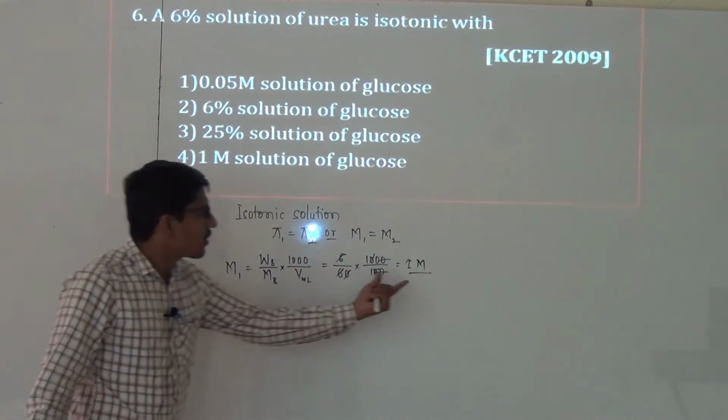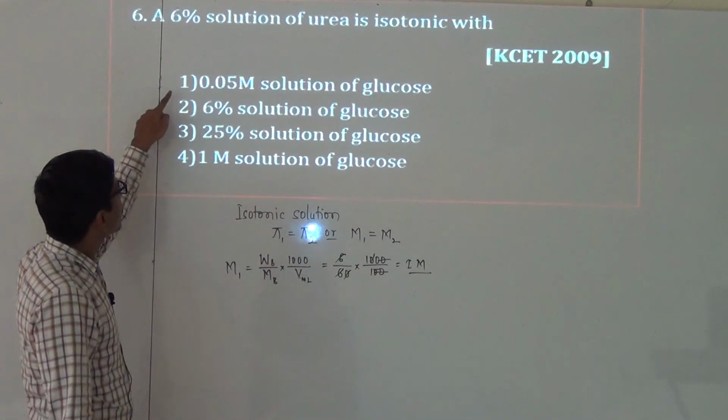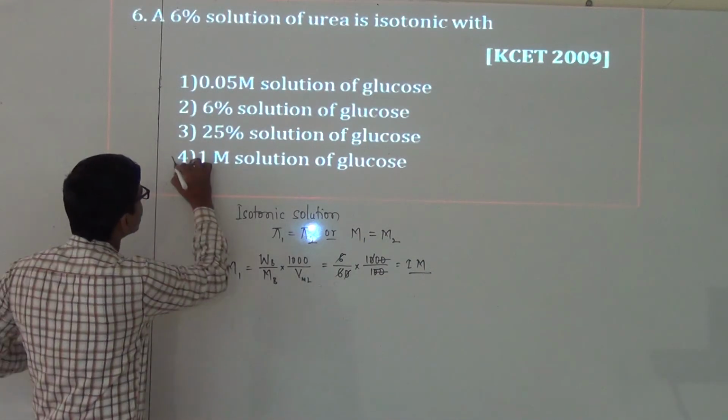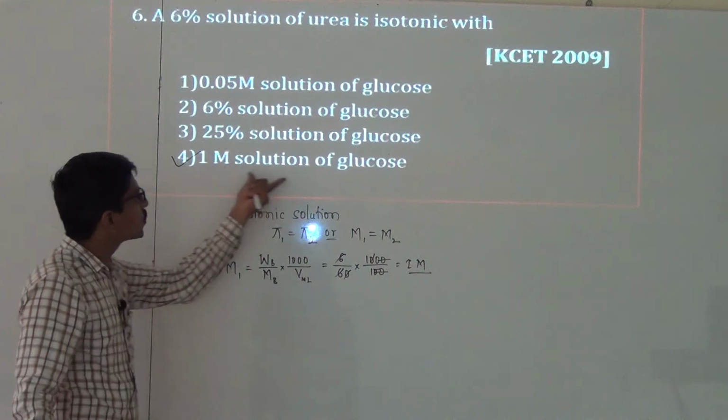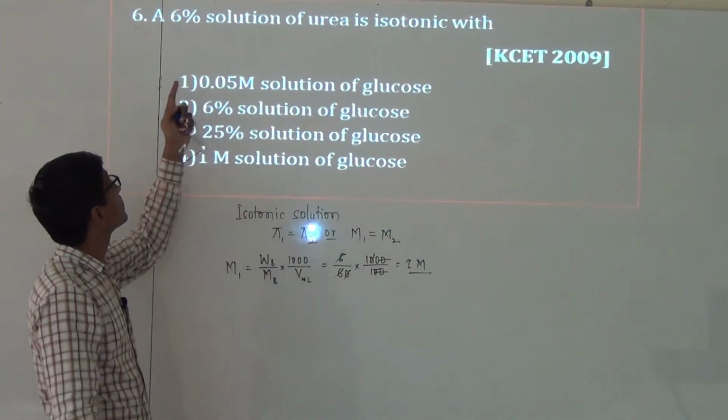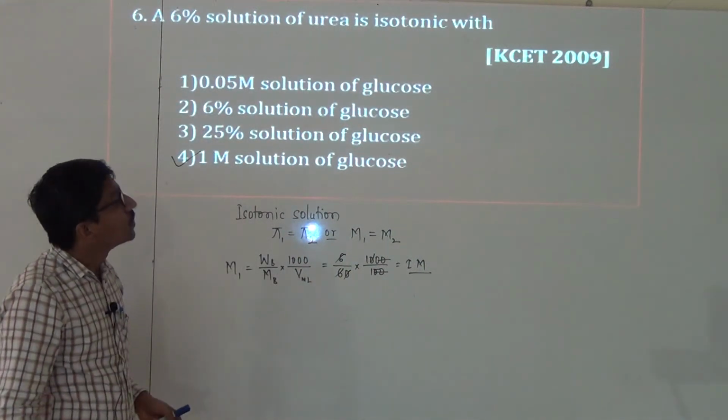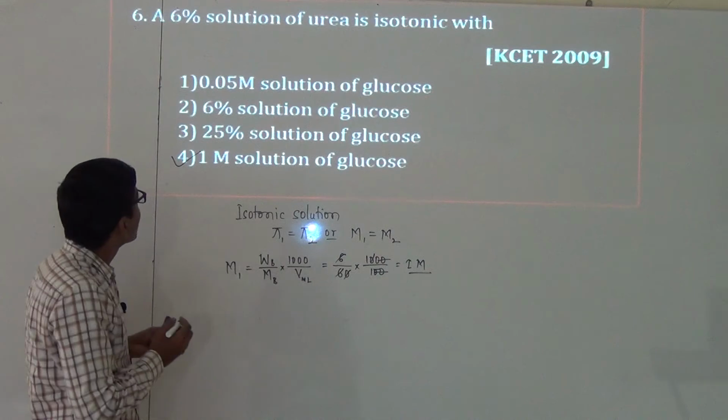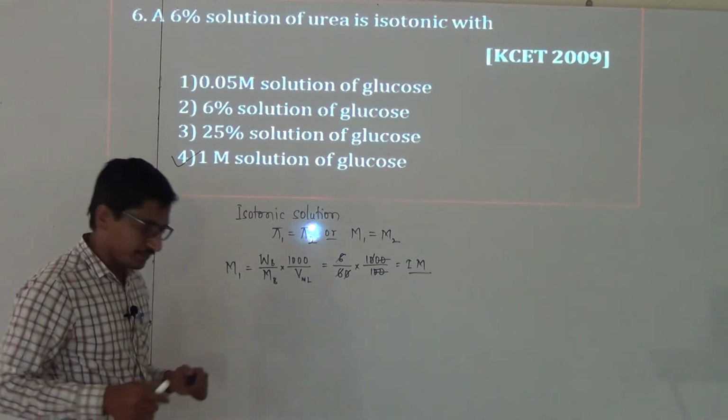1 molar concentration of solution is the fourth option, that is 1 M solution of glucose is isotonic with 6% solution of urea. The correct option is the fourth one.